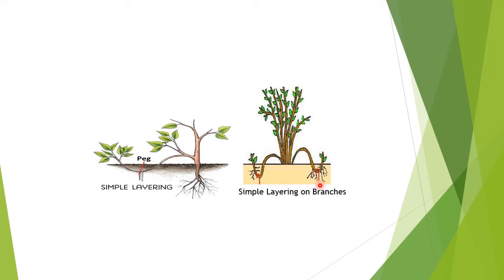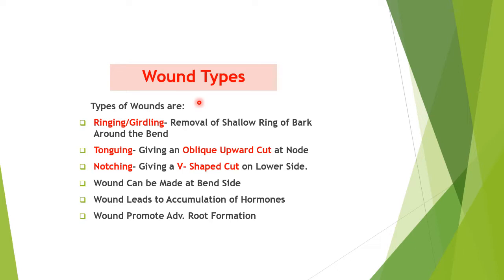Let's elaborate it. First of all, we have said that there are wound types. Types of wounds can be used because these are the things which promote adventitious root formation. Adventitious root formation can be promoted by ringing, which is also called girdling. In girdling, what is done? There is a removal of a shallow ring of bark around the bend. We will see them one by one. Tonguing is giving an oblique upward cut at a node, and notching is giving a V-shaped cut on the lower side.